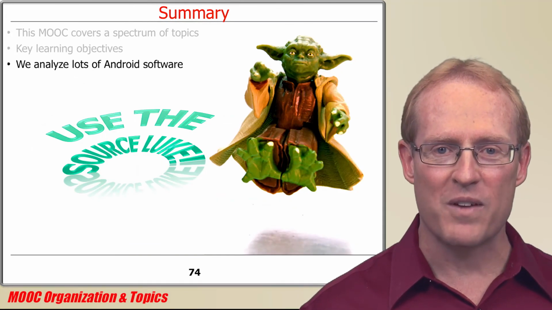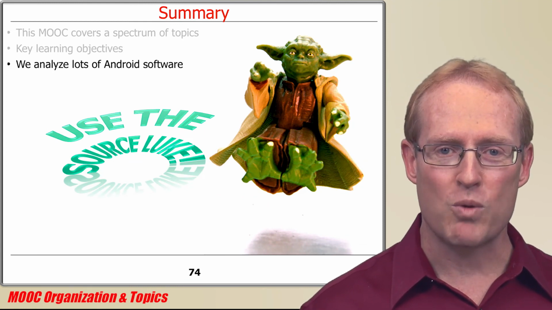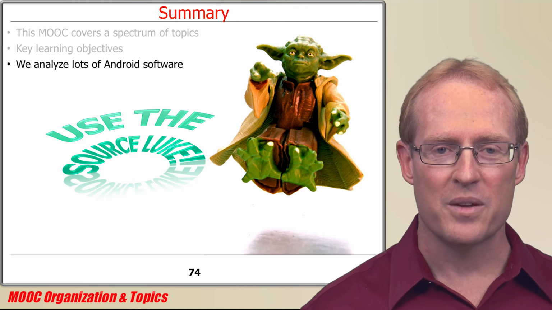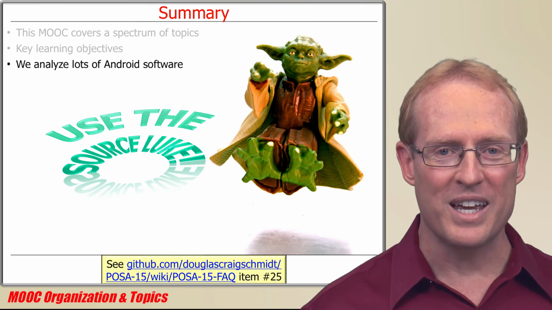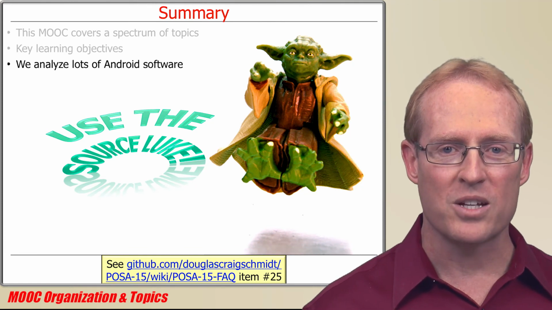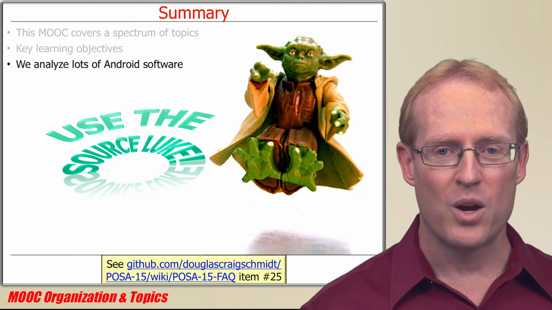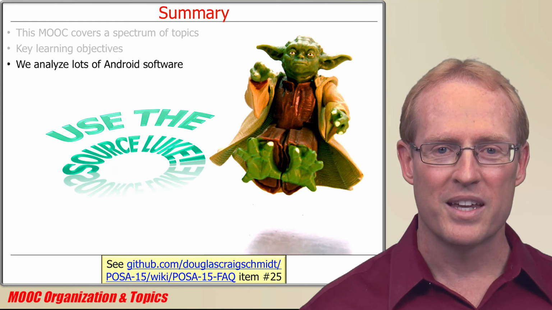We analyzed lots of Android software throughout this MOOC. Much of this code comes straight out of the Android open source release, which can be accessed at this link. This link also provides pattern-oriented example applications that demonstrate key Java and Android concurrency mechanisms and frameworks, which we analyze in the lectures to showcase how patterns and frameworks can simplify concurrent application development.